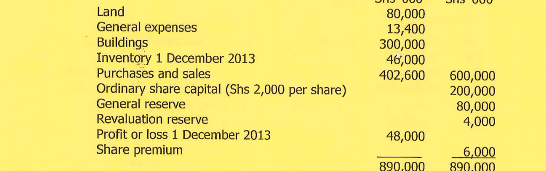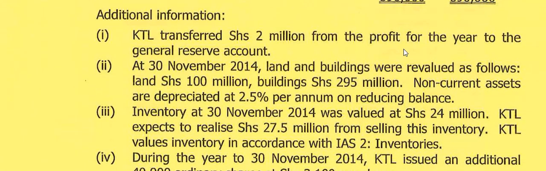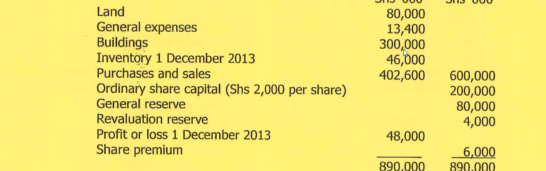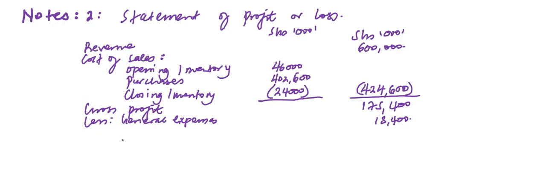that is 300,000. Now, is this cost? We don't know whether this is cost or it's a carrying amount, but assuming that is your carrying amount, then I'll subject it to 2.5%. What is 2.5% of the buildings? 300,000. That gives you 7,500. Okay, so let us consider that as our depreciation expense.